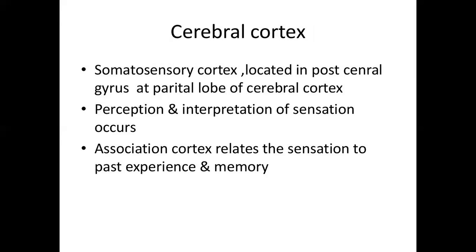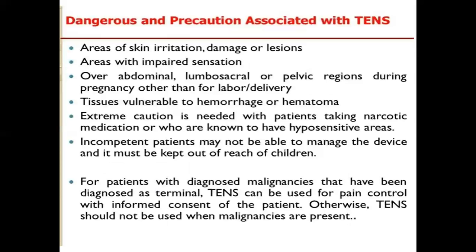Cerebral cortex: the somatosensory cortex is located in the postcentral gyrus at the parietal lobe of the cerebral cortex. Perception and interpretation of sensation occurs. Associated cortex relates the sensation to past experience and memory.